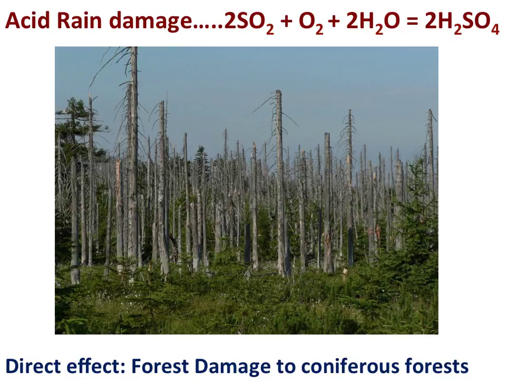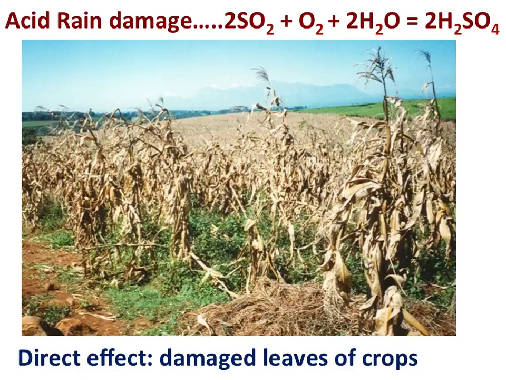Here you can see the direct effect of acidic deposition. We can see tree death in coniferous forests. By the way, coniferous forests are forests of trees that produce cones, like pine cones, the cones of spruces, or the cones of firs. Here you can see the direct effect of acidic deposition on crops.